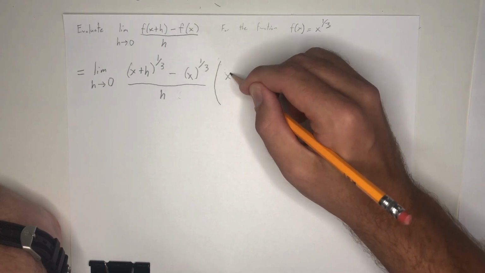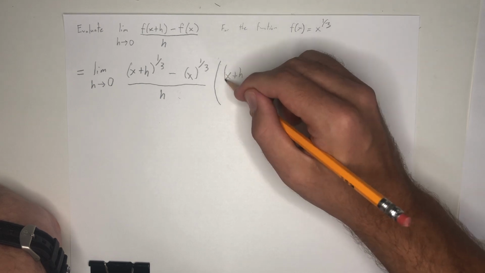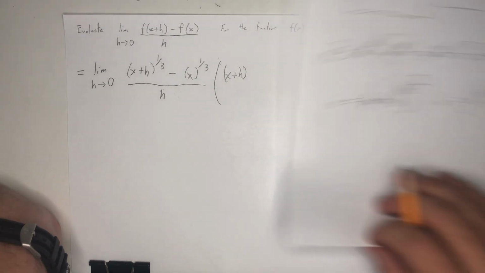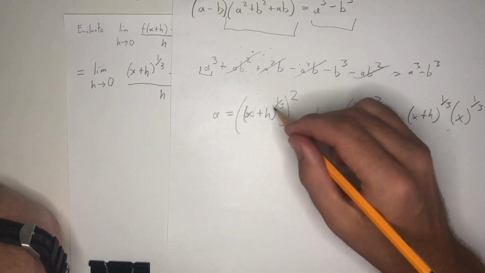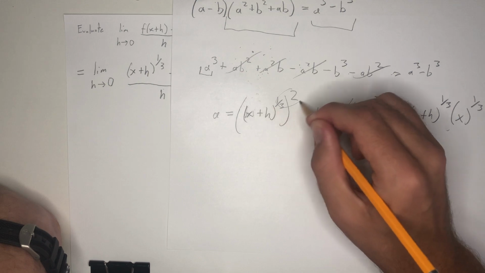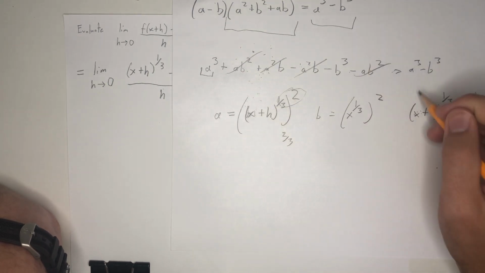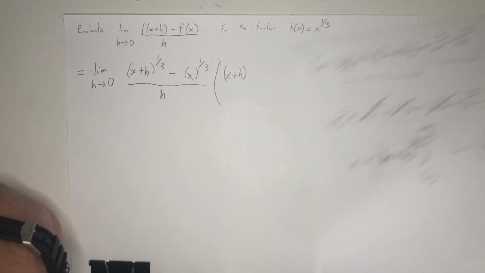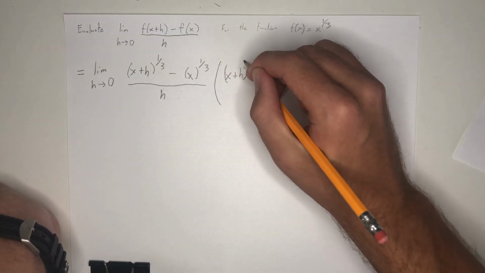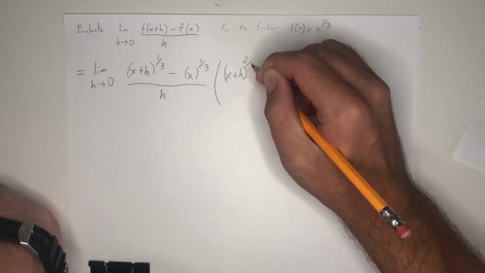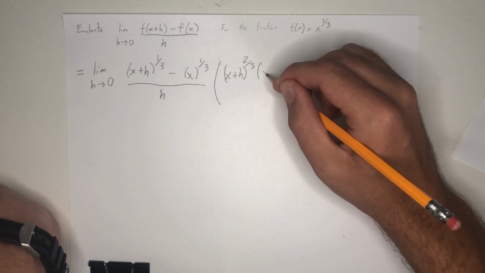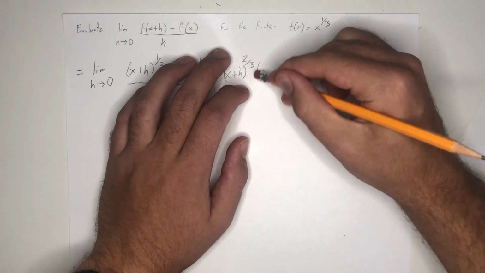It's going to be x plus h to the 1/3. Look at this here. This is actually equivalent to these multiplying by each other, so there'll be 2/3. That'll also be 2/3. And these will stay 1/3. So I'm just going to do that now.